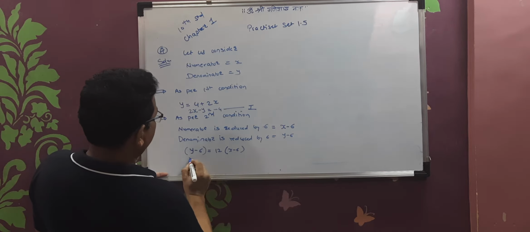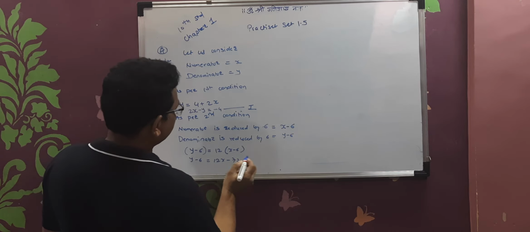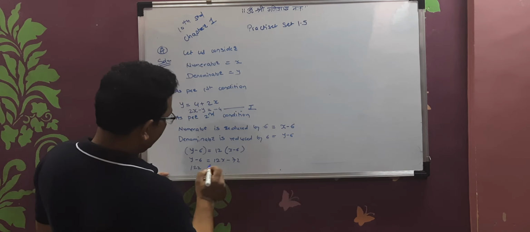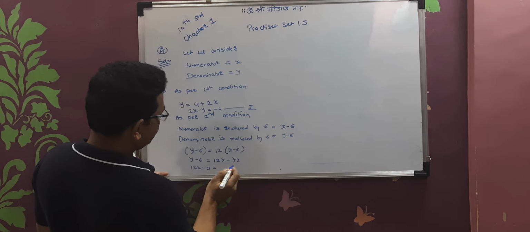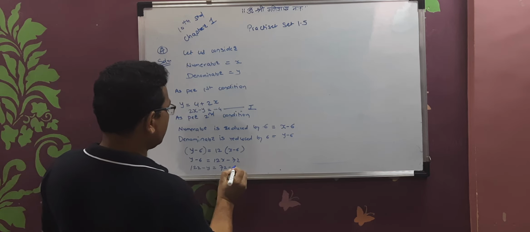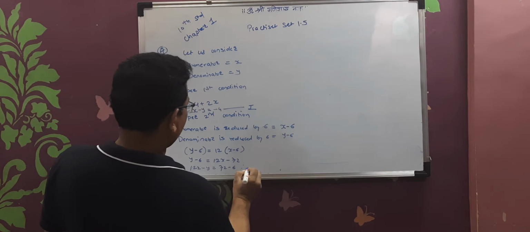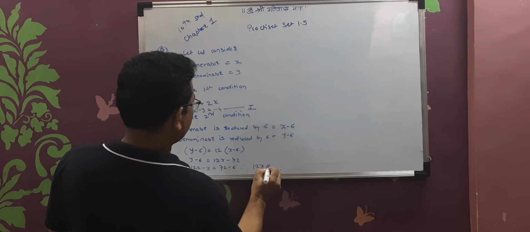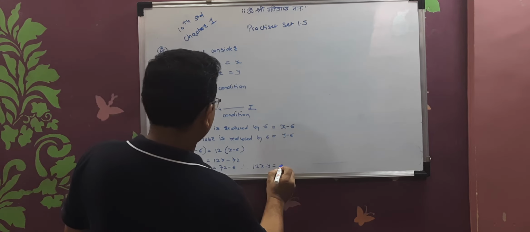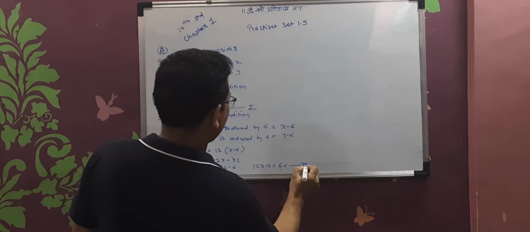So we can simplify this. Y minus 6 is equal to 12x minus 72. We will take 12x, y will go to the right-hand side, so minus y. Minus 72 will carry to the left-hand side, so it becomes 72 minus 6. So what is the answer? 12x minus y is equal to, say, 66. Yes, it is 66. So this is equation number 2.